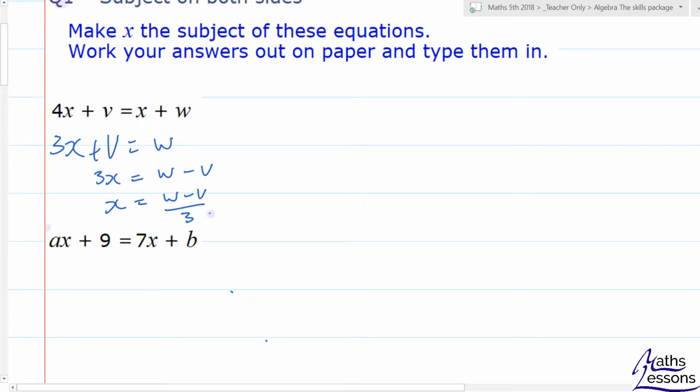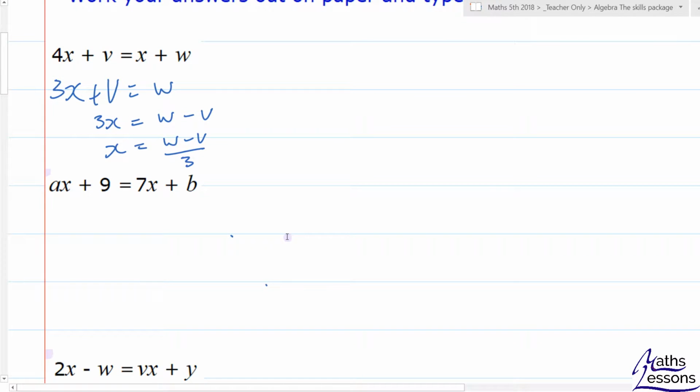Now on this next one, things are going to step up a little bit. Let's try and get the x's on the same side. So you get ax minus 7x plus 9 equals b. And you can't take these away because you've got a lots of x and 7 lots of x. We don't know what a minus 7 is. Let's get the 9 on the other side. So everything without x on one side, so minusing 9 from both sides.